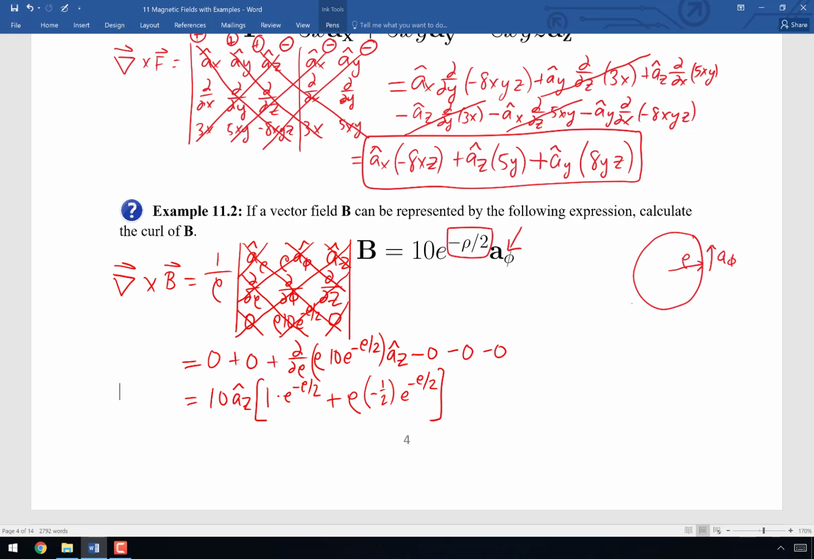And I can then multiply all of this together, and when I do the arithmetic, I end up with, oh, darn it, I forgot the 1 over rho. So there is a 1 over rho. I talked about how you don't want to forget that. This is 1 over rho times all of this. So this is equal to, and then I'll just put this in the most compact form that I can, 5 times 2 minus rho e to the minus rho over 2, all of that divided by rho, and that's in the a sub z direction.